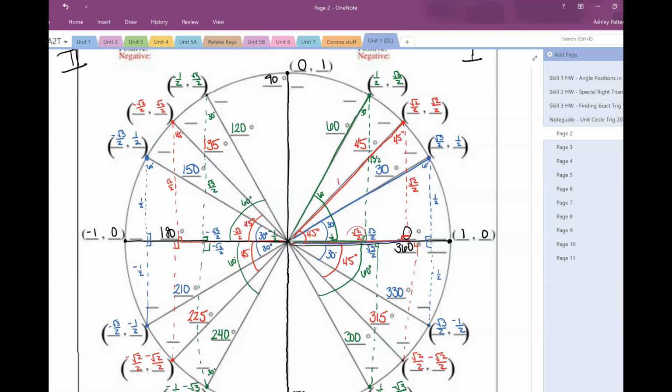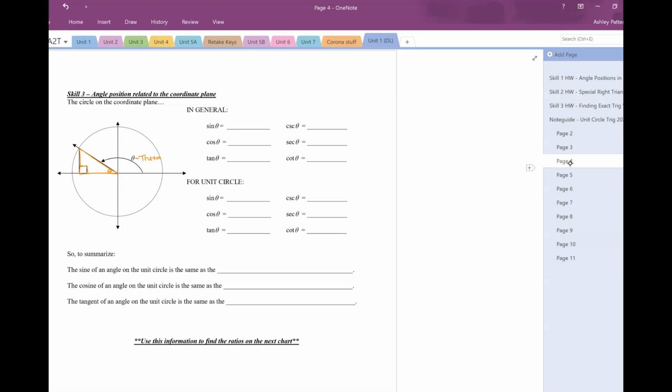It always relates back to your x-axis. You might want to write that down. It always relates back to your x-axis, and then that's the reference angle we're going to be using.